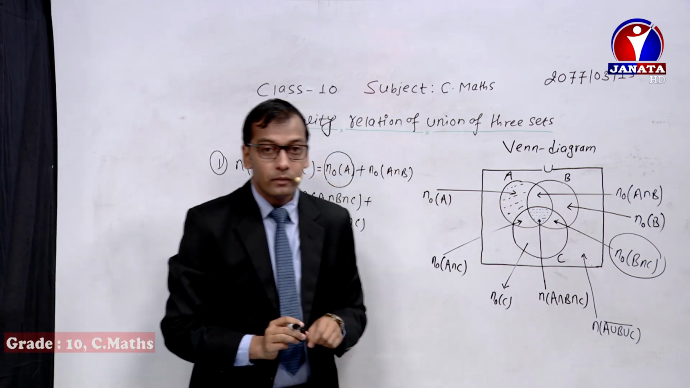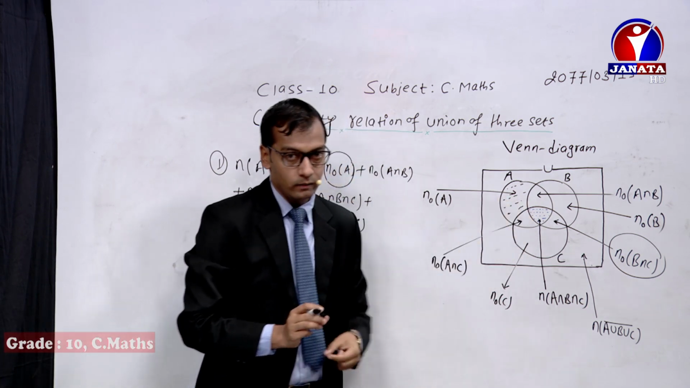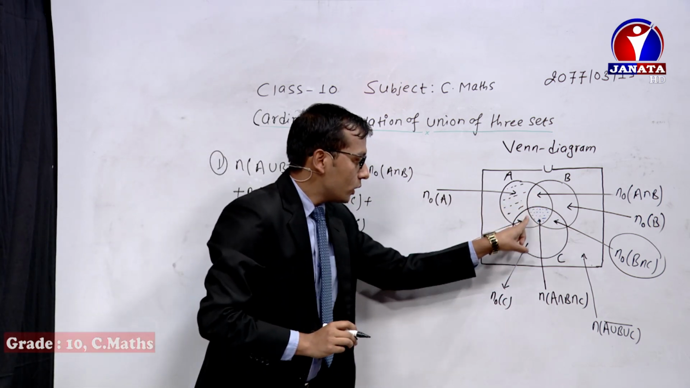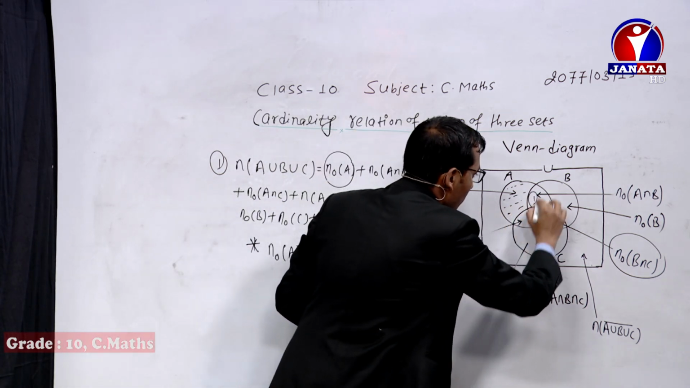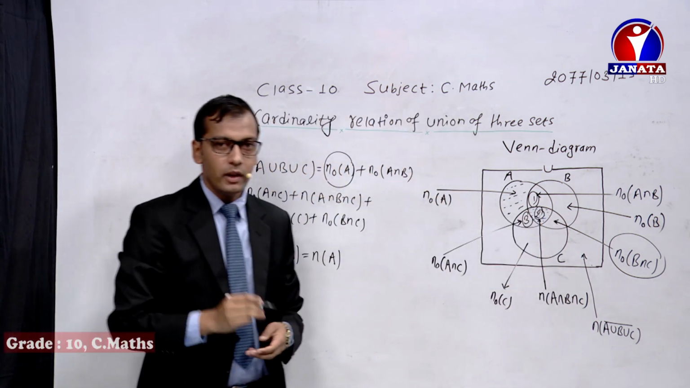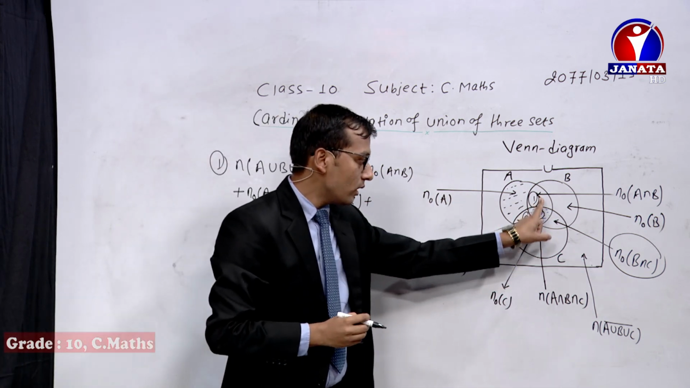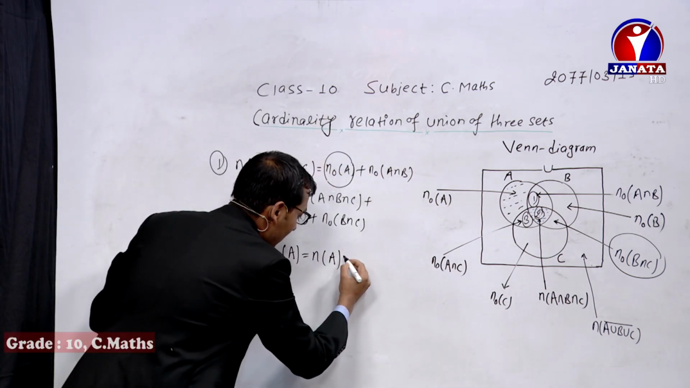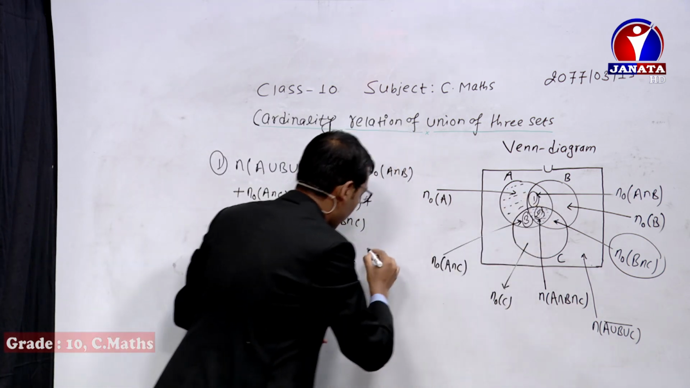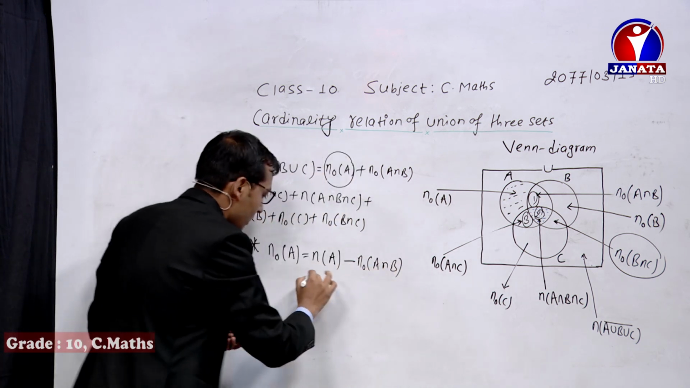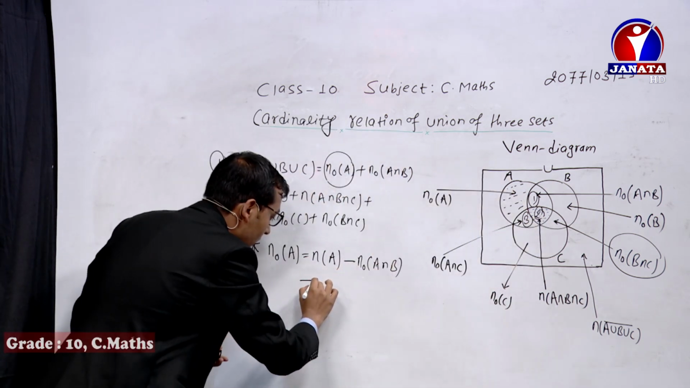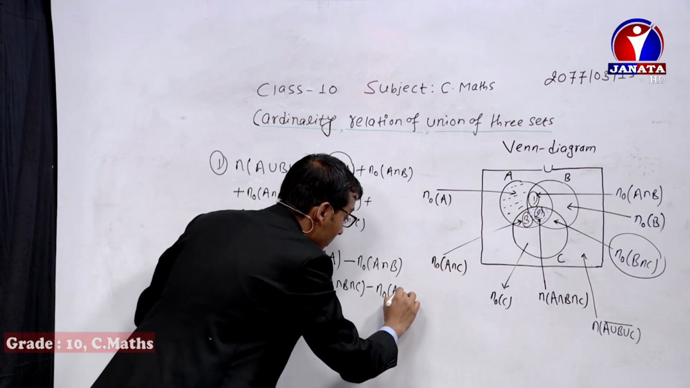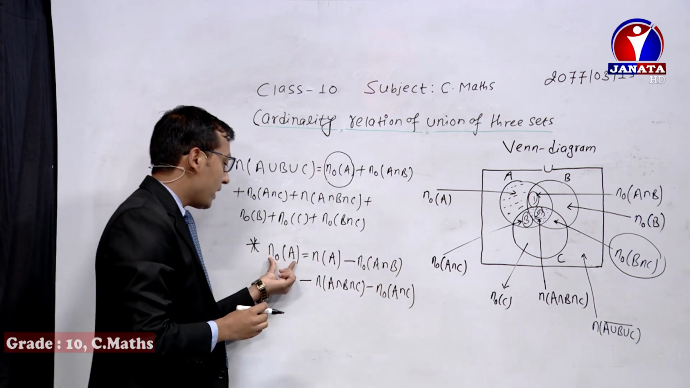So this shaded region in the circle of A, this is n only A. If we deduct these three different regions, region number 1, region number 2, and region number 3, from whole n of A, we can obtain n only A. So this is n of A minus n only A intersection B minus A intersection B intersection C minus the last one, n only A intersection C. In this way, we can find n only A.